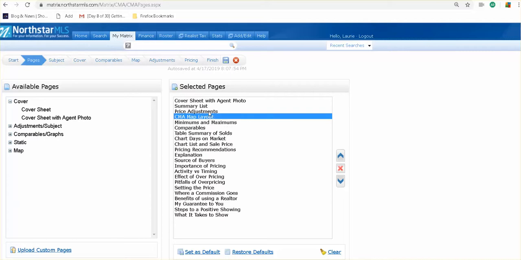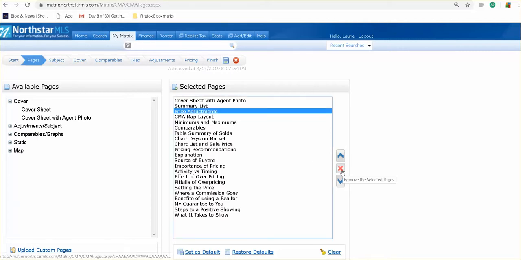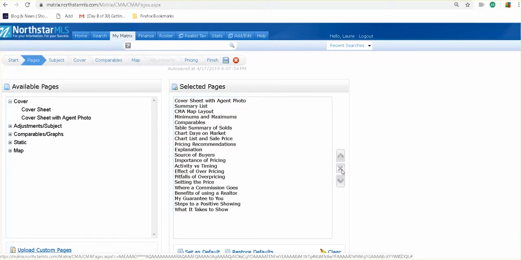And price adjustments, I don't even use price adjustments. I just pick houses that are most similar to mine. I advise you not to use price adjustments. I think it's acting like an appraiser. So I'm going to get rid of that one by Xing it out.